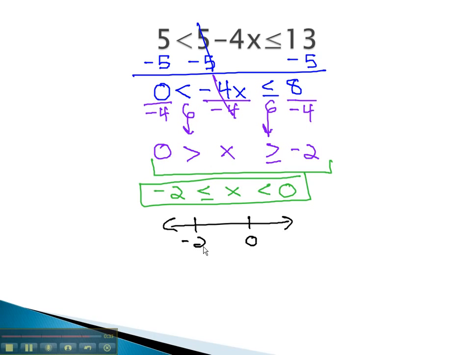At negative 2, we see we will need a closed dot to represent the or equal to. At 0, an open dot. Connecting them will finish the graph.